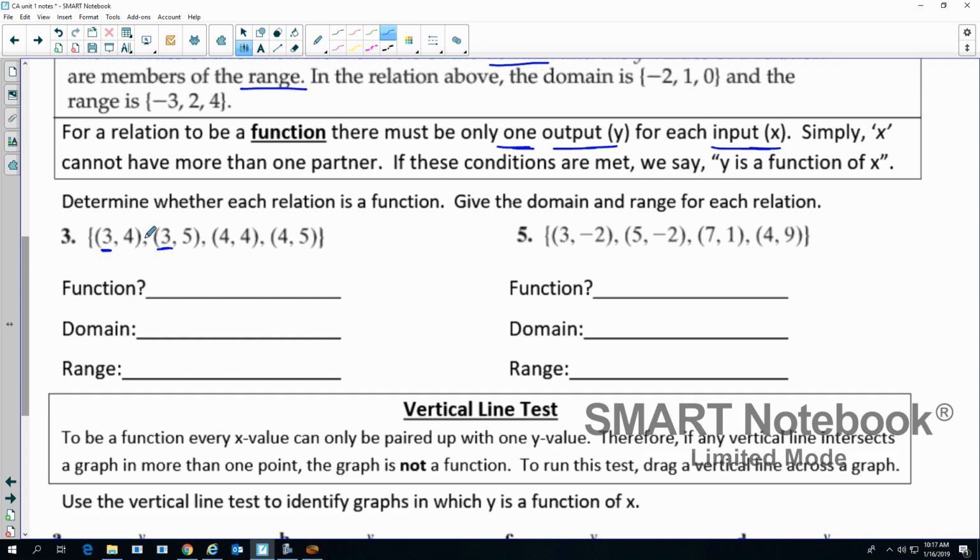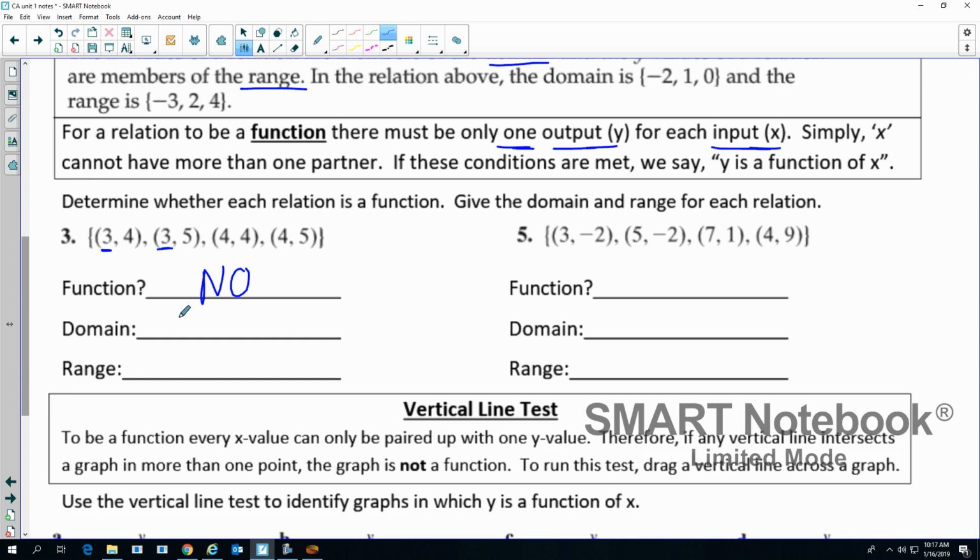Once it occurs once, it's no longer a function, because the way a function works is you plug something in and you want to get something unique back. If you're getting more than one value back in return, it's not unique. So if I plug in a 3, is it 4 or is it 5? And so it's not a function. So this one is not a function.